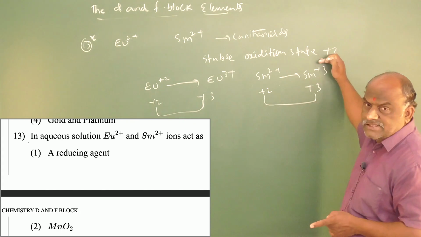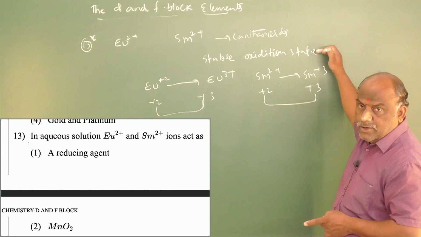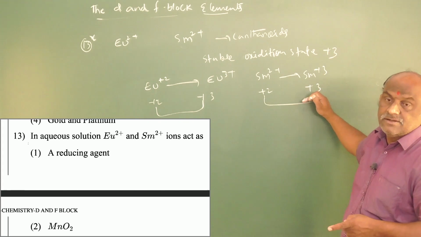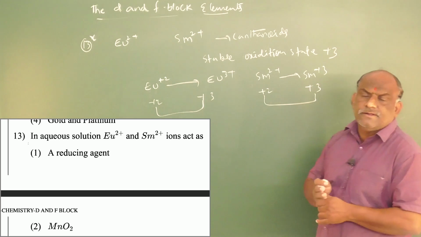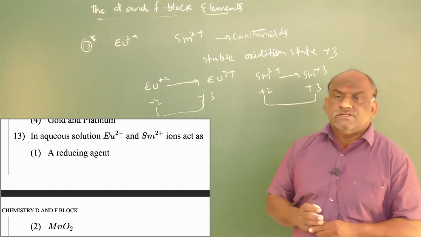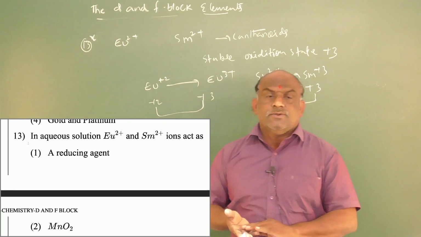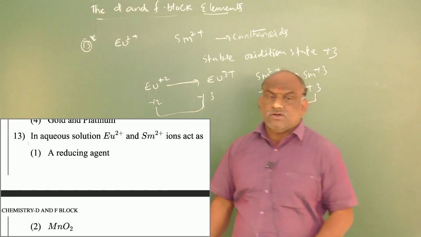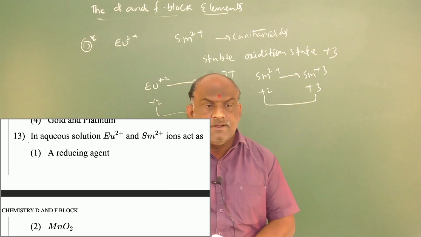Common oxidation number is +3. Above +3, the oxidation number acts as an oxidizing agent. Below +3, they act as reducing agents. That is the basic information regarding lanthanides. Because the stable or common oxidation state of lanthanides is +3 only, europium and samarium both act as strong reducing agents. So option number 1 is right for question number 13.